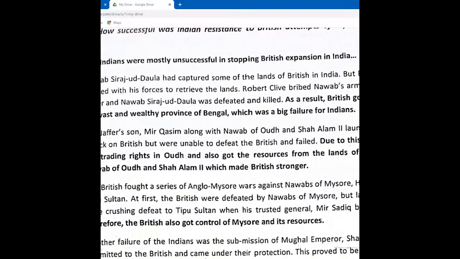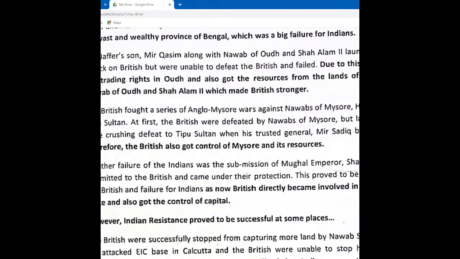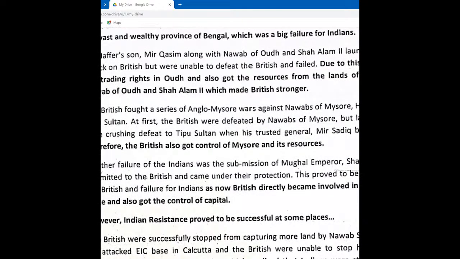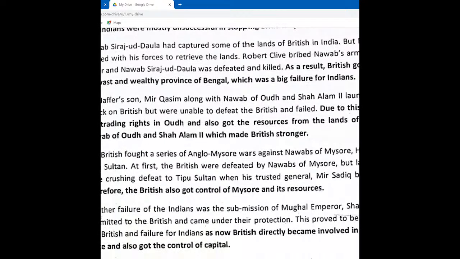That's your choice. I think this question is writing 4 failures over here, and then a transition to the 3 successes. The purpose of writing 4 failures is that you're agreeing to the side that the Indian attempts failed, right? Nawab Siraj-ud-Daulah had captured some of the lands of the British in India, but Robert Clive arrived with his forces to retrieve the lands. Robert Clive bribed the Nawab's army chief. So this point explains the Battle of Plassey, that the Indian resistance failed in the Battle of Plassey.